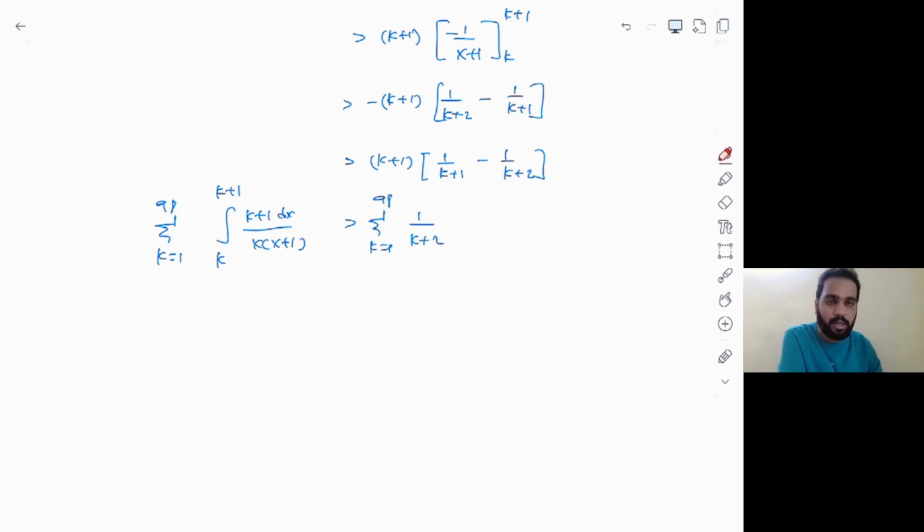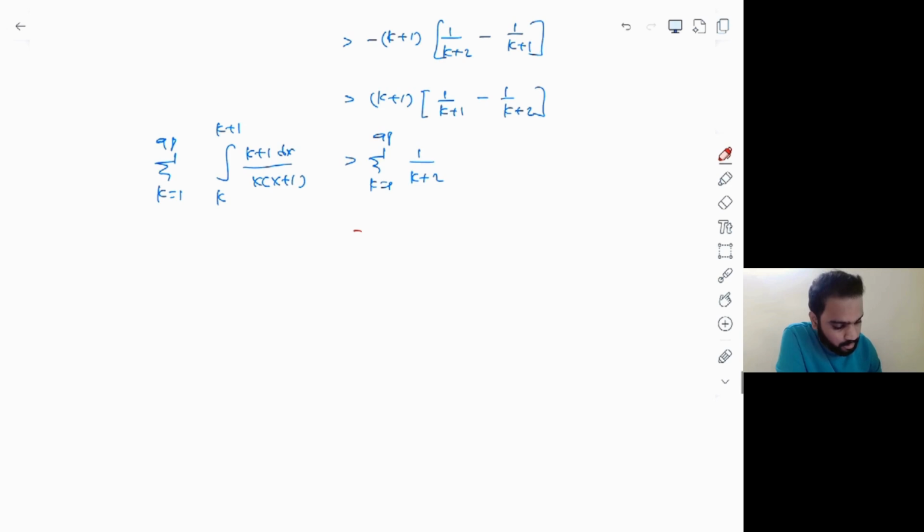Now observe this clearly here. If I start expanding, I will be getting something like this: 1 by 3 plus 1 by 4 plus 1 by 5, and so on up to 1 divided by 100, the last term. So how many terms are there here? Exactly 98 terms are there. But we can't calculate the sum of all these values, right?